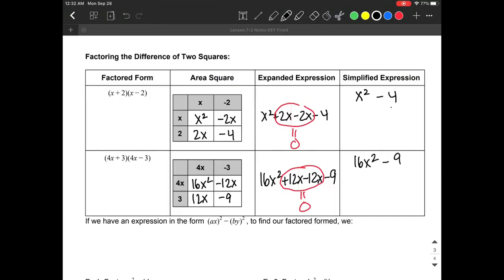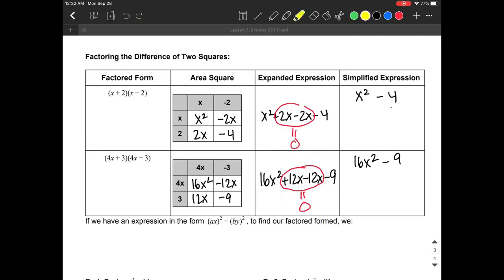9. I want to look to see if there's a way that I can go from simplified expression back to factored form. I want to make my life as easy as possible, so I really want there to be a way for me to go from simplified expression to factored form. So I'm going to see if I can find a pattern here. I have x squared minus 4 as my simplified expression, and factored form is x plus 2 times x minus 2.